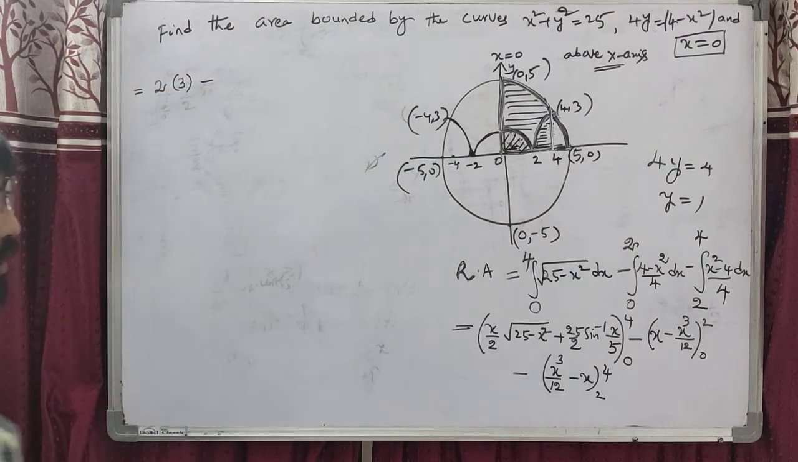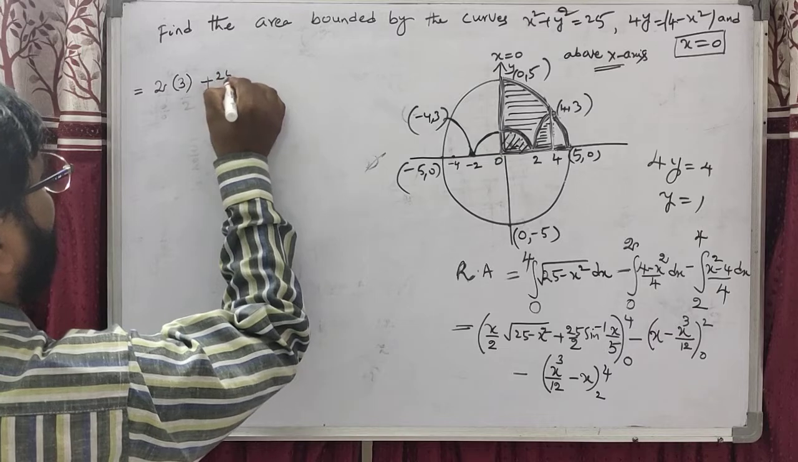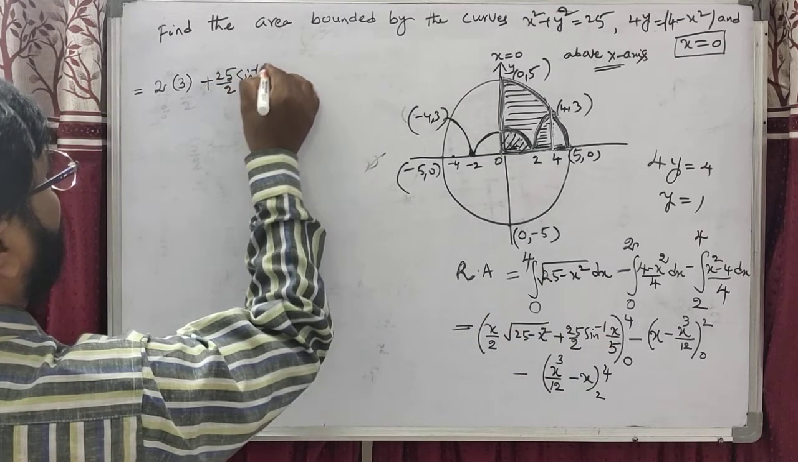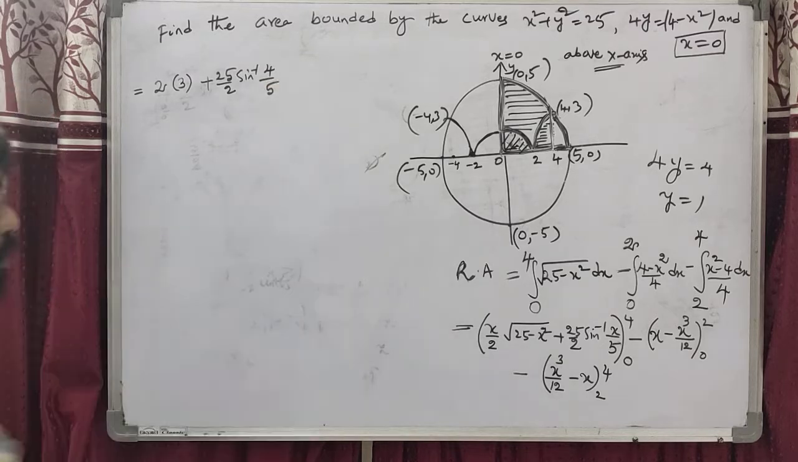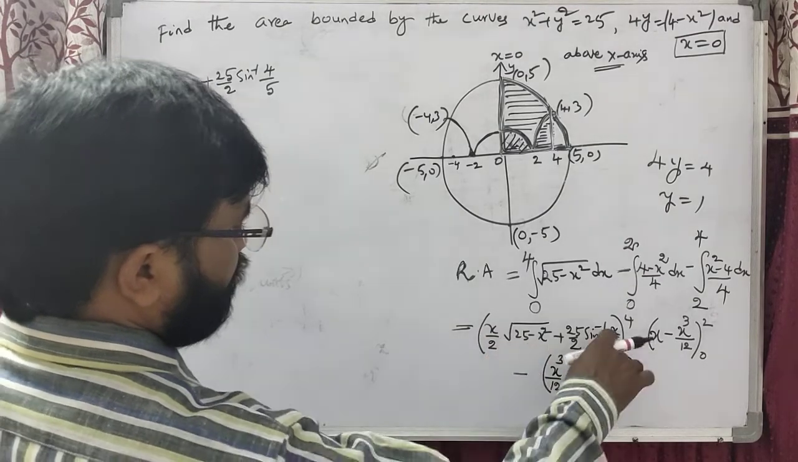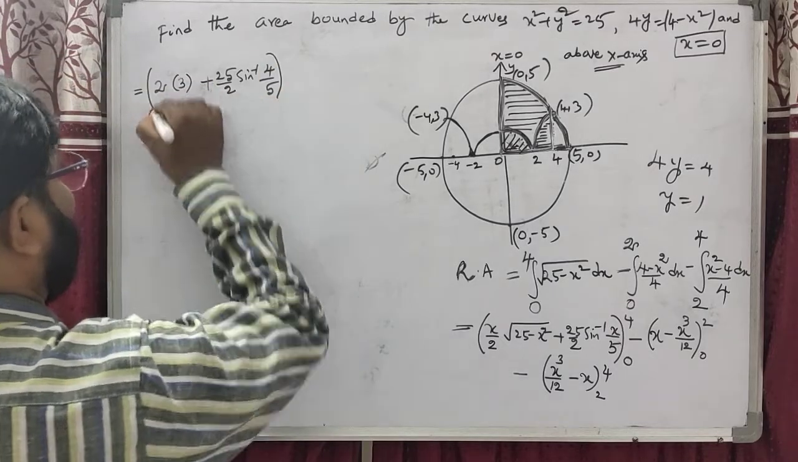minus, after that 25 by 2 sine inverse of 4 by 5. Okay students, sine inverse of 4 by 5. When we take the lower limit 0 into this, 0 by 5, sine 0 is 0. Then completely that is 0.